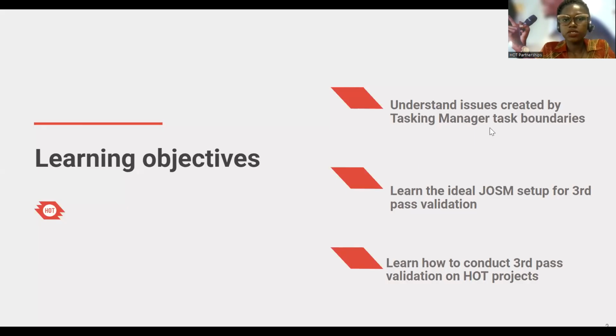So the objectives for today: I would like us to learn how to understand issues created using the tasking manager boundary. And then I would like us to learn how to deal with the JOSM setup for third pass validation, and then learn how to conduct third pass validation on the HOT Tasking Manager.